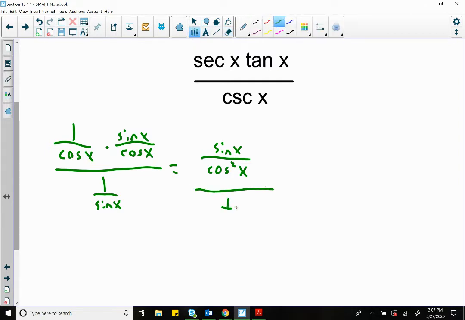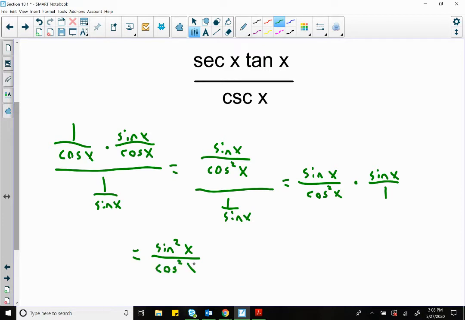So on the bottom, I still have 1 over sine x. And as we've talked about before, we do not divide fractions. We multiply by the reciprocal. So you're going to take sine x over cosine squared x times, because division becomes multiplication, flip sine x over 1. So again, when we multiply fractions, we multiply across the top and across the bottom. Sine times sine is sine squared x. Cosine squared times 1 is cosine squared x.